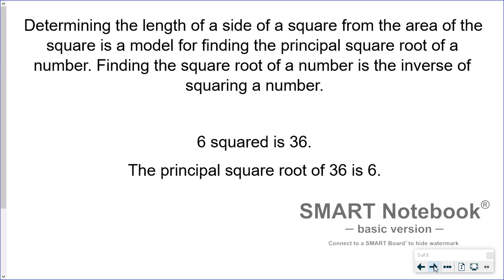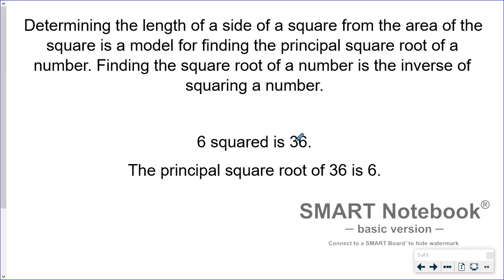Okay, so determine the length of a side of a square from the area of the square is a model for finding principal square roots of a number. Now that's pretty confusing. What did you just say? Okay, finding the square root of a number is the inverse, or the opposite, of squaring a number. So for example here, if I take 6 squared, well, I already learned that the word squared means take a number multiplied by itself. So 6 times 6 is 36. So 6 squared is 36.